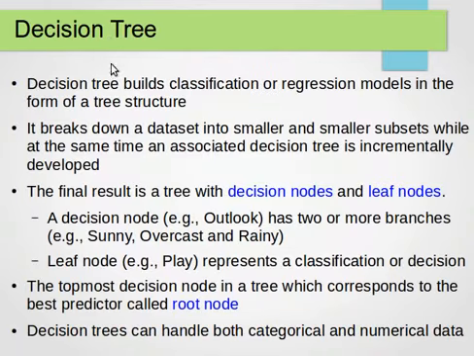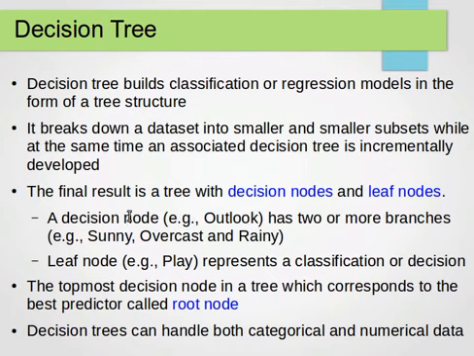The decision tree classifier, as the name suggests, builds classification or regression models, so it can actually be used for classification and regression, in the form of a tree structure. So the name says it all. It breaks down a data set into smaller and smaller subsets, while at the same time an associated decision tree is incrementally developed. The final result is a tree with decision nodes and leaf nodes.